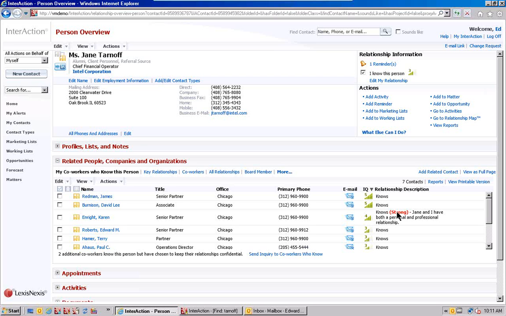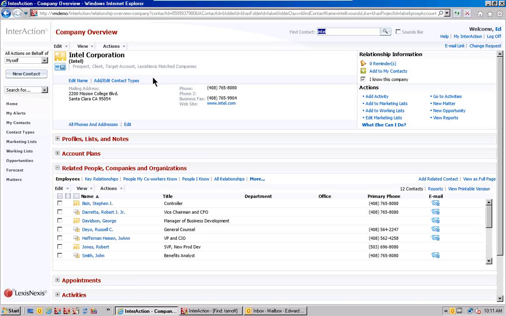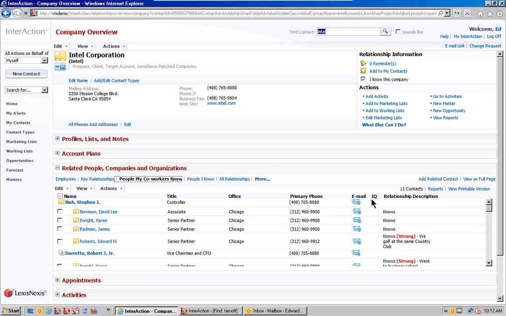Also, to take another example, I can go ahead and look for Intel. When I search for the Intel Corporation, I can look at the who knows whom, and it's beneficial for me to see the strength of the relationship of who has the strongest relationship at that corporation. And again, I can sort on IQ score.